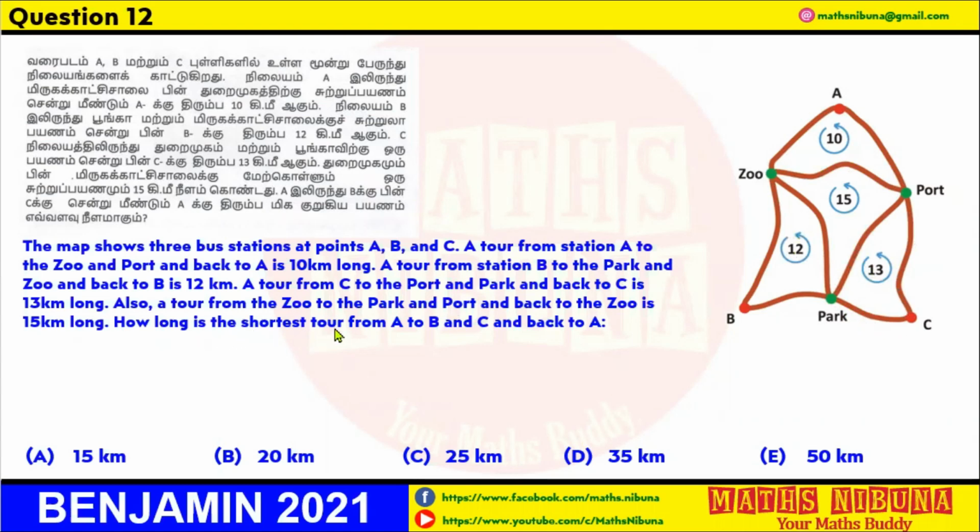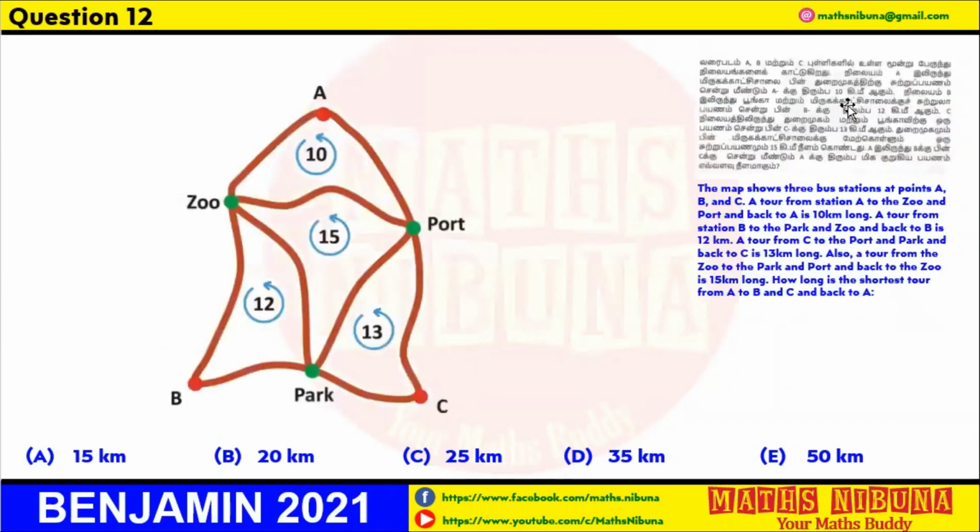So how long is the shortest tour from A to B to C and back to A? They start from here, go to B, from B go to C, from C go to port, and come back to A. Okay. This question, what do you do? You just say, okay, let's say I take 10, 10 is equal to this one.